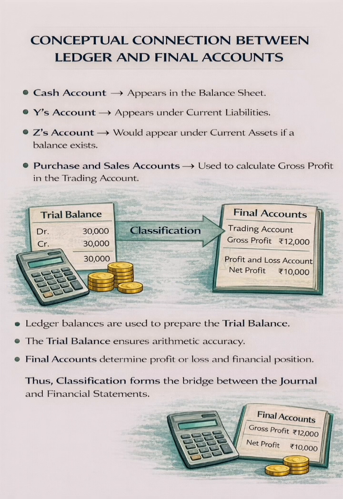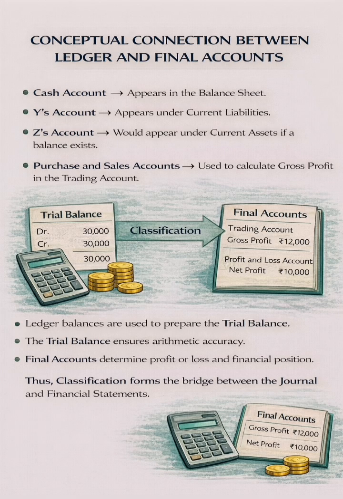Conceptual connection between ledger and final accounts. Cash account appears in the balance sheet. Y's account appears under current liabilities. Z's account would appear under current assets if a balance exists. Purchase and sales accounts are used to calculate gross profit in the trading account.